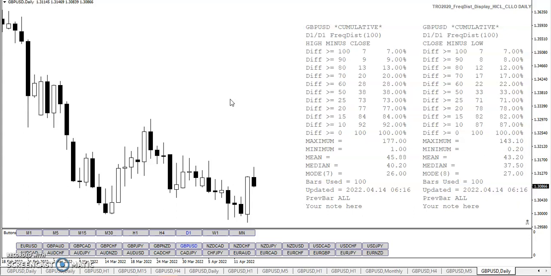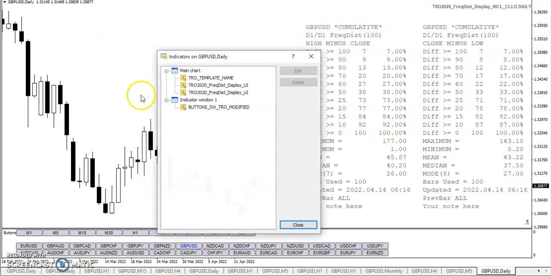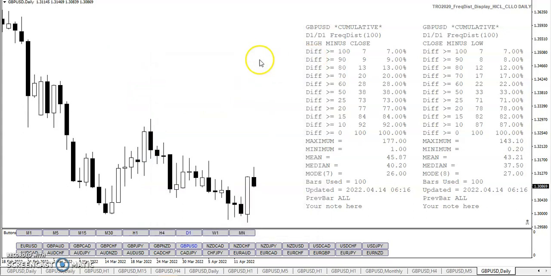So for example, with the pound dollar, we've seen over the past year or so how the average daily range or average true range has dropped down. In fact, some traders say, hey, you know what? It's only about 70 pips. So if you look here on the frequency distributions, I've got two versions of it loaded here, or two instances loaded, rather.